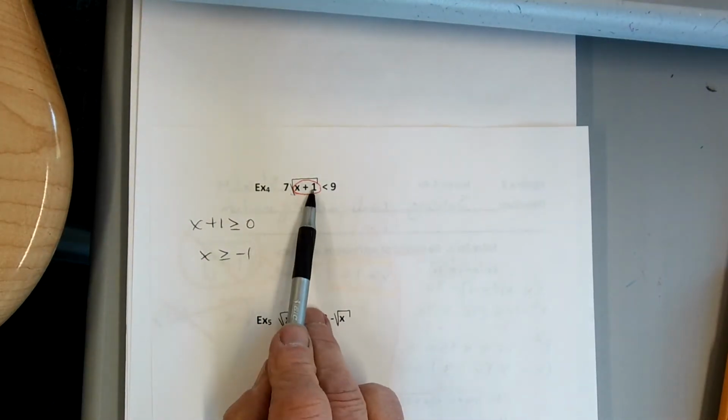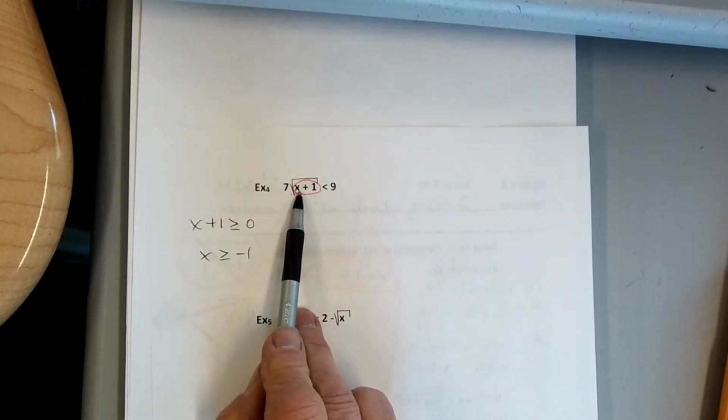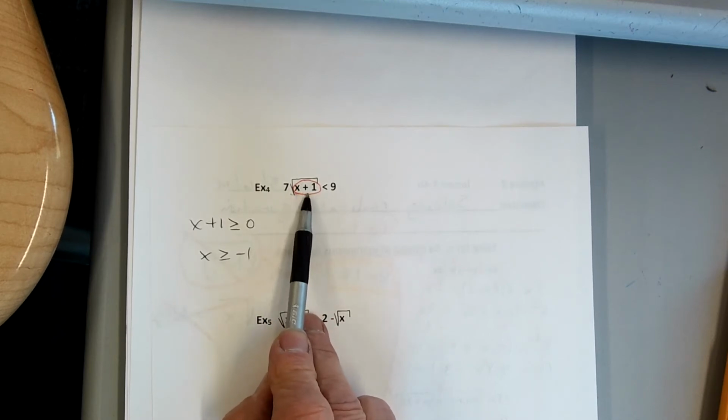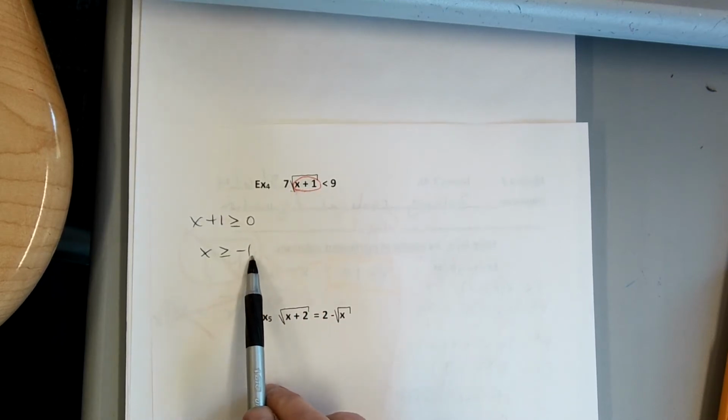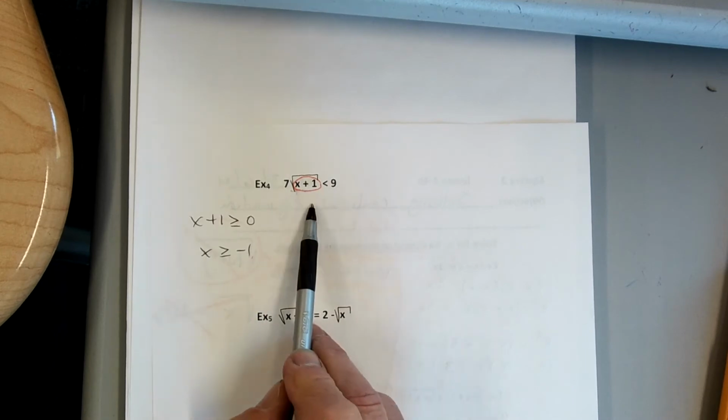If you have negative 1 plus 1, you're okay, that's 0. But if you have negative 2, you're in trouble. Negative 2 right here is going to give me a negative, right? Negative 3 is going to be bad. Negative 4 is going to be bad. So we want to make sure that all my x values are greater than or equal to negative 1, okay?